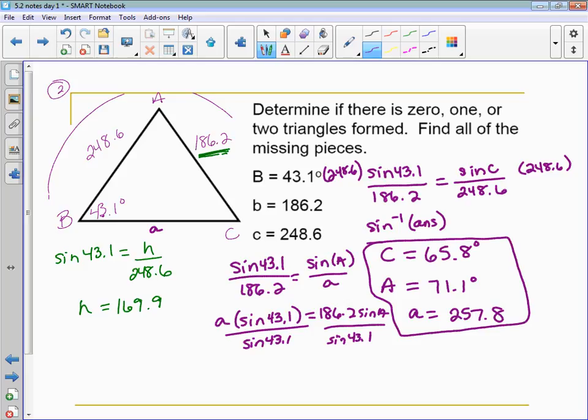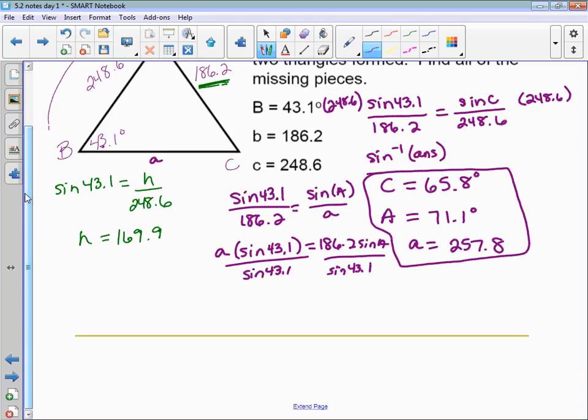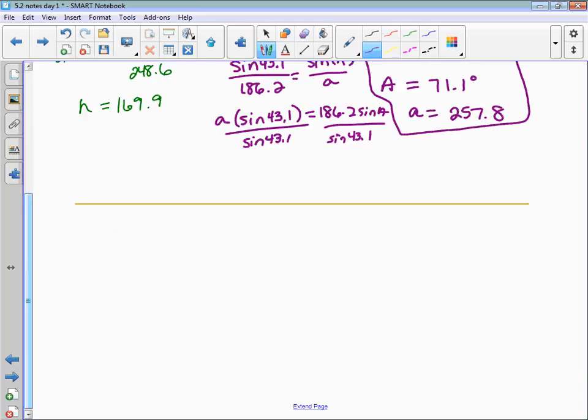Wait, so we have to do the exact same things we just did, right? Not quite. There's a little less work. Again, this is by far the hardest part of this unit, the ambiguous case here when there's two triangles that you have to solve for. I'm going to come down here and redraw this triangle just because I need to write all over it.